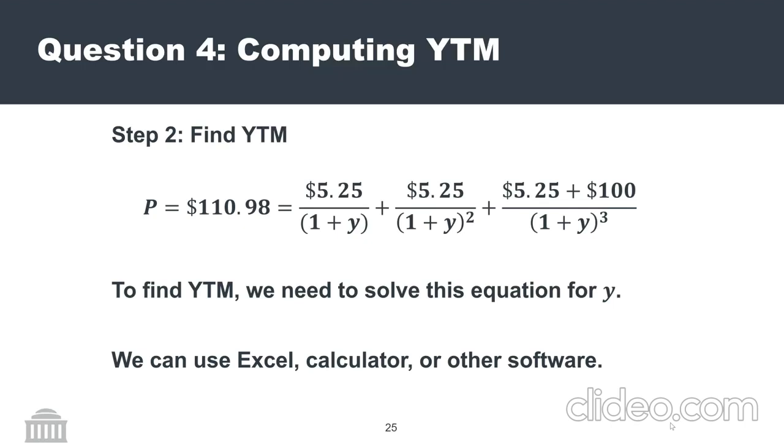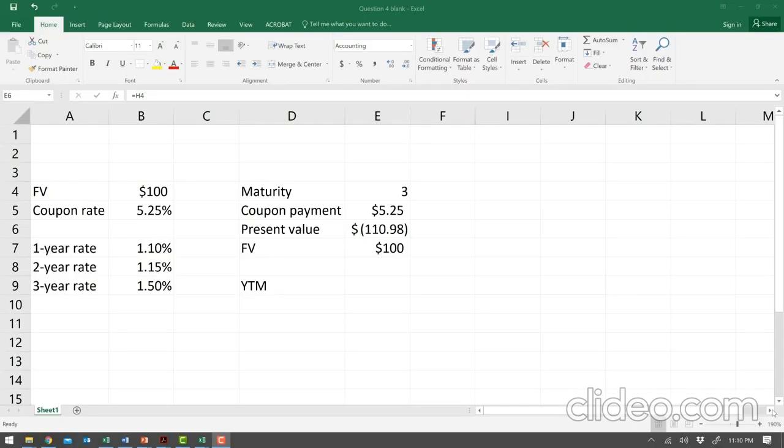The only problem here is that this equation looks nonlinear. In particular, this is a cubic equation, so we have to use a lot of effort to actually solve this equation for y. So I'm going to show you how to do this in Excel. You can also use your calculators or any other software that solves nonlinear equations. I will show you two different functions that we can use to find yield to maturity in Excel.